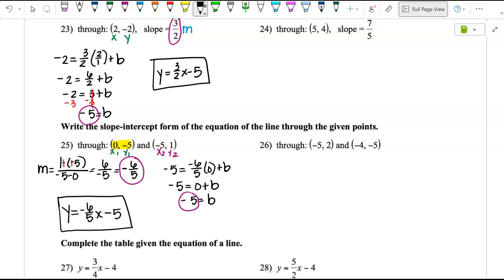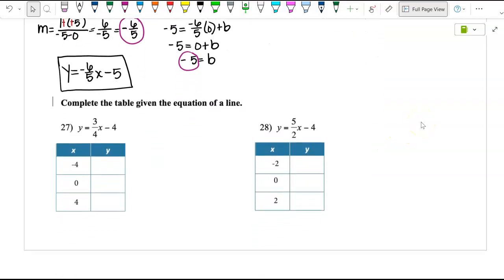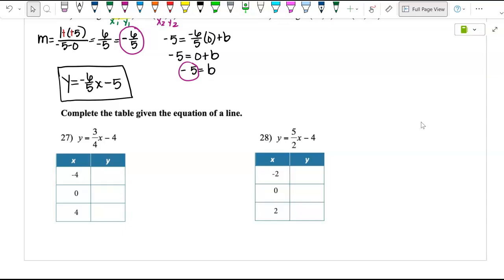But again, it comes down to two things: our slope formula and the slope-intercept form of a line. That's why I say if you are having trouble remembering those, I would write those on my index card. And then 27 says complete the table given the equation of a line. This is just substitution. I'm saying here's your equation, y equals 3/4 x minus 4. Tell me what y equals for each of these x values.